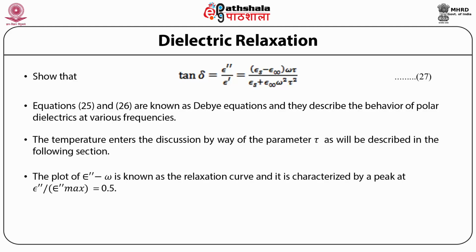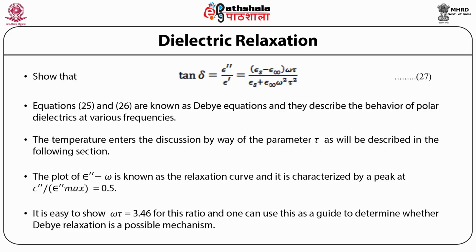The plot of ε'' versus ω is known as the relaxation curve, and it is characterized by a peak at ε''/ε''_max equal to 0.5. It is easy to show that ωτ is equal to 3.46 for this ratio, and one can use this as a guide to determine whether Debye relaxation is a possible mechanism.